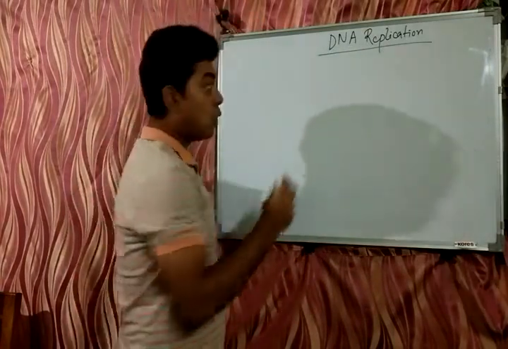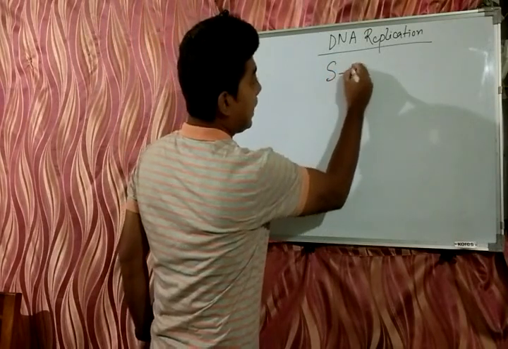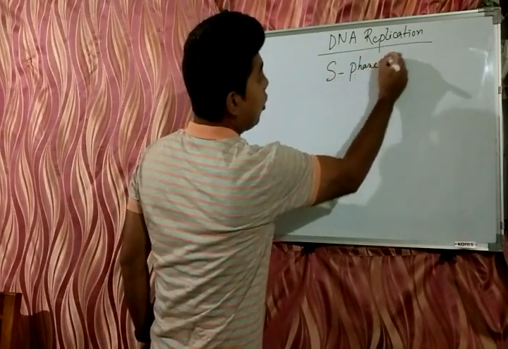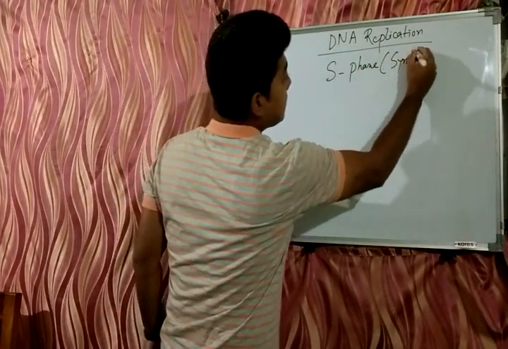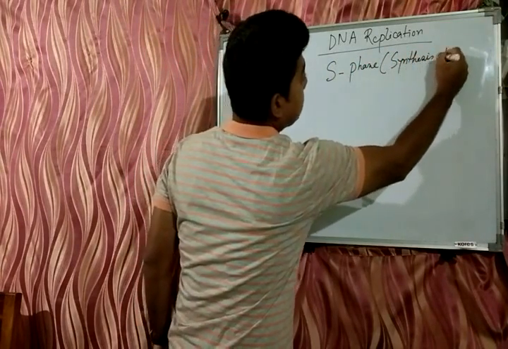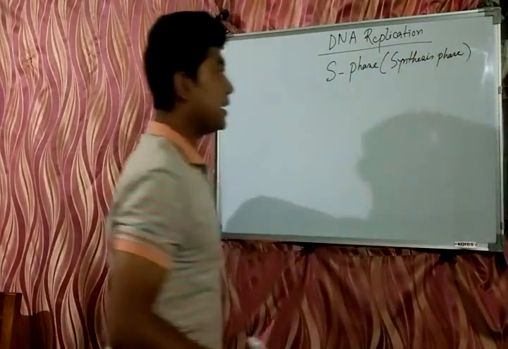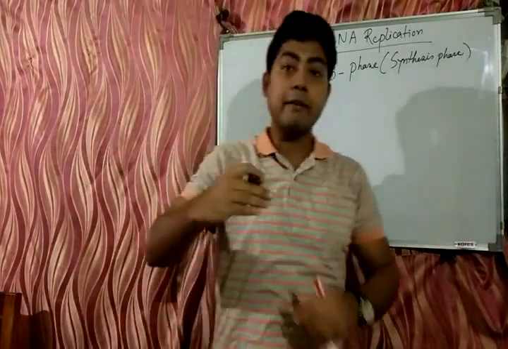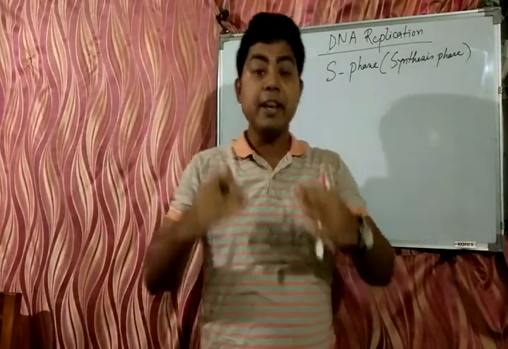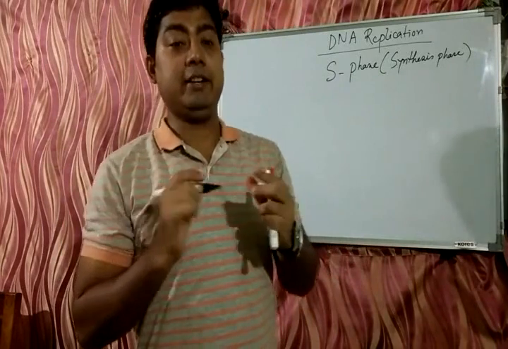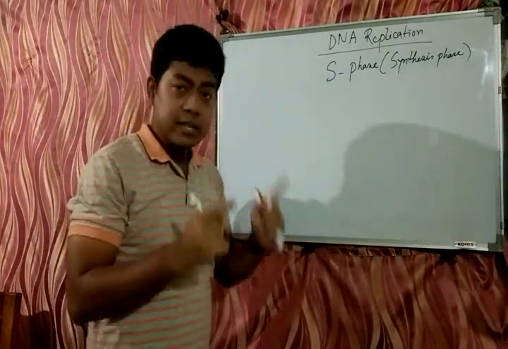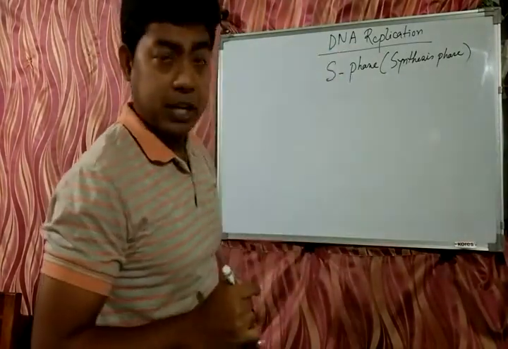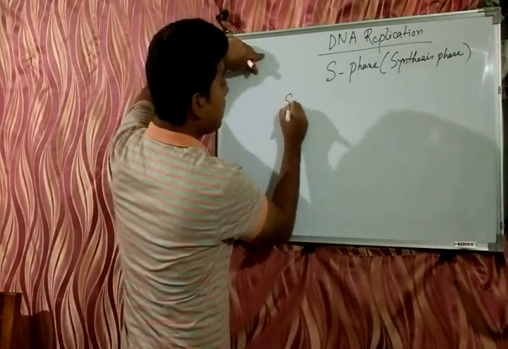In cell division, one phase is called the S phase, or synthesis phase. In the synthesis phase, this replication process occurs. That means it increases the copy number. And the process of DNA replication is semi-conservative.